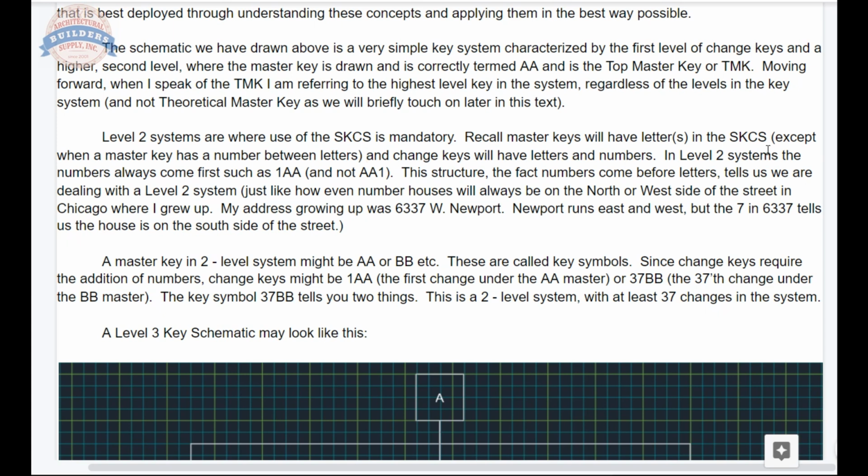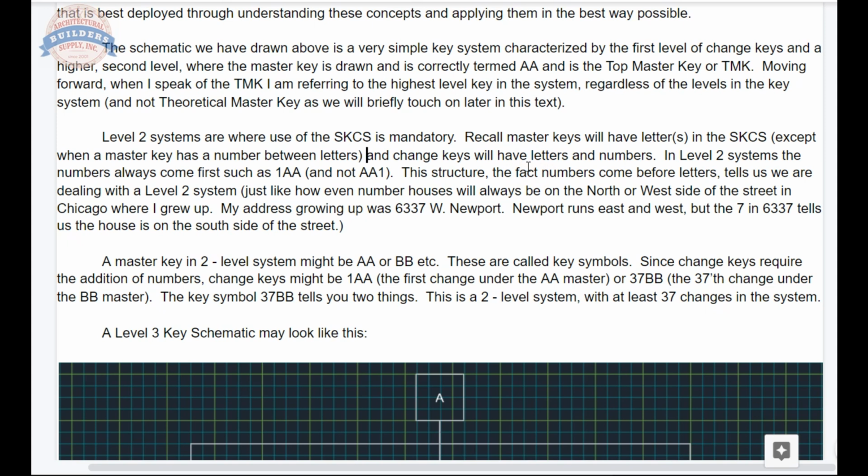So A to A, that is a master key. If you go AA through AZ and you skip I and O, I forget our mnemonic, just say no to I and O. You might say no to another letter as well. But when you get to AZ and you run out of masters, it's going to become A1A, A1B, that sort of scenario. In level 2 systems, the numbers will come first, such as 1AA, but it's not AA1. It's number, then letters. This structure, the fact numbers come before letters, tells us we are dealing with a level 2 system.